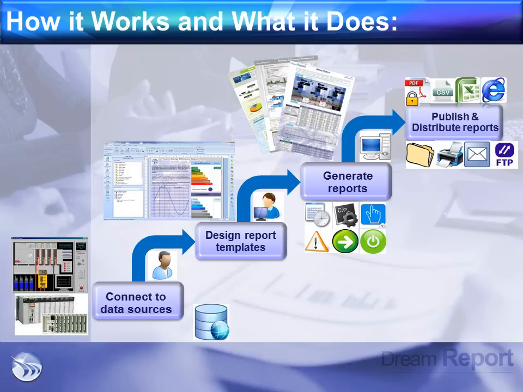Generated report files will be stored on a file server. They can be automatically published on a web portal, printed on one or multiple printers, sent by email and published to an FTP site. So as you can see, Dream Report has complete functional infrastructure to access data, analyze it, generate, publish and distribute reports with that information.